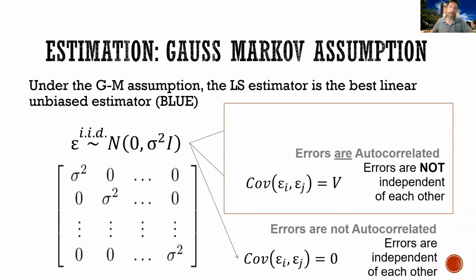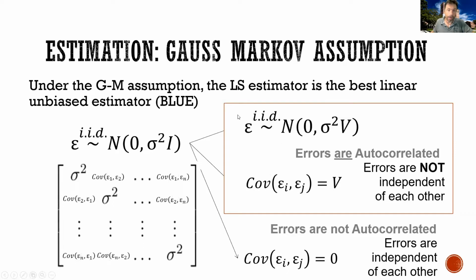independent of each other. So if you take the covariance between any two errors, instead of being zero, it's some matrix V. In other words, the residuals are not distributed as a normal with mean 0 and sigma squared identity matrix, as they should be, but they are distributed as a normal with mean 0 and variance sigma squared V. And V is the correlation, or the covariance, over different time points.